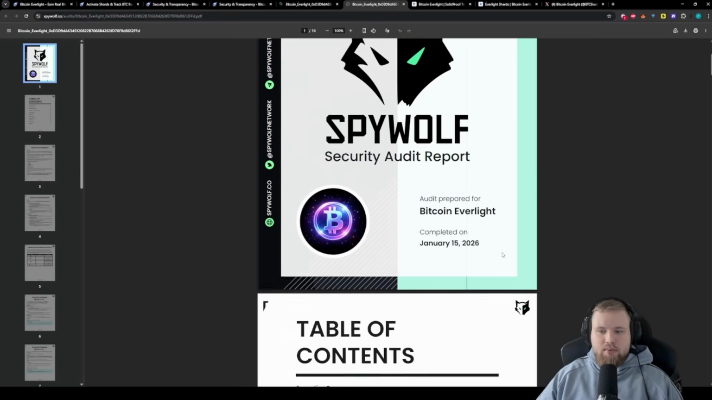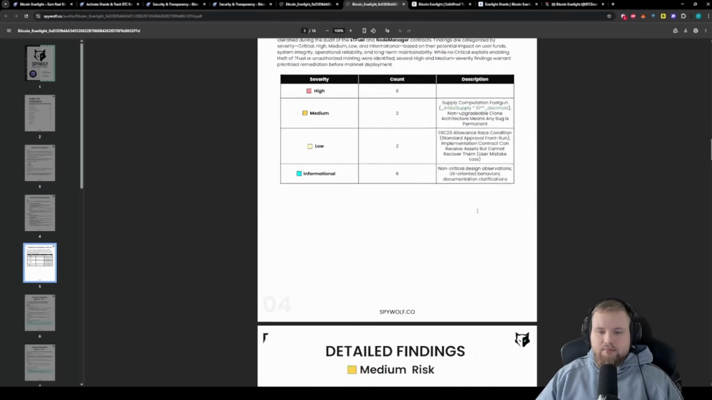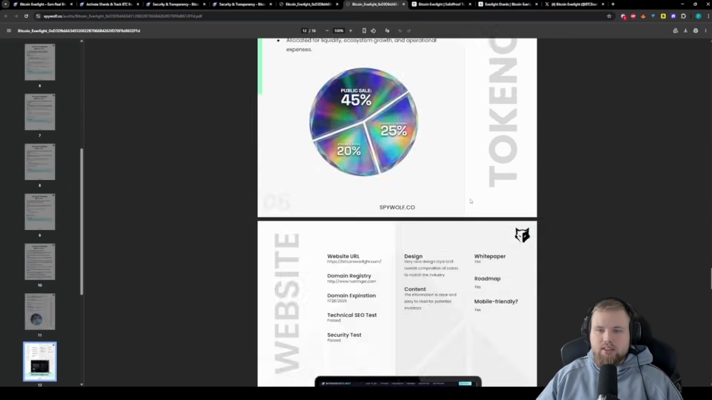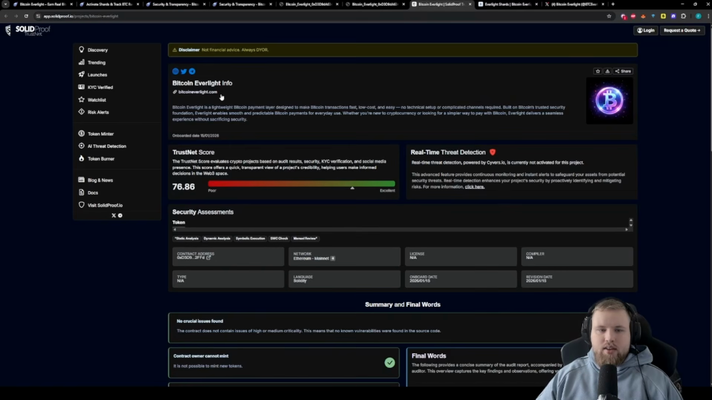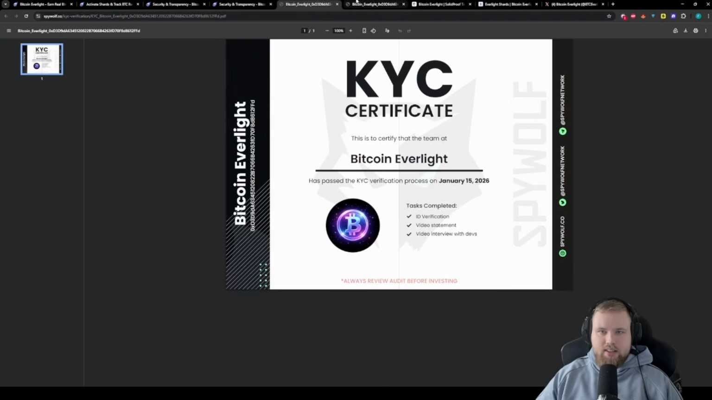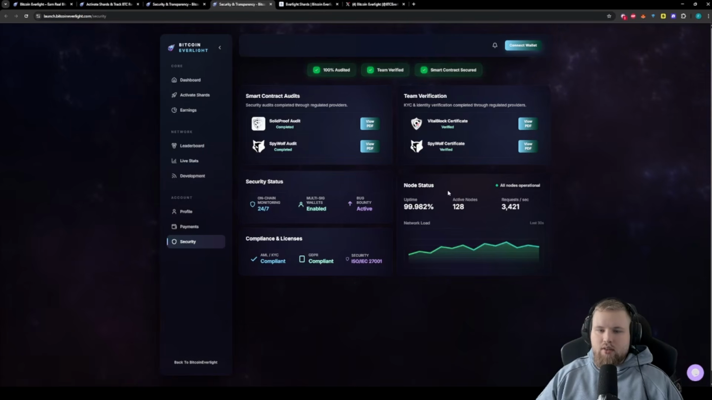So we can see here SpyWolf, security audit, Bitcoin Everlight, and yeah, pretty much the whole audit if you want to read through it. And we also have here the Solidproof audit with a trustnet score of 76 points, so all good looking on that end. And we had the KYC somewhere, here it is. So yeah, all good on that end. Important to take care of that as well.